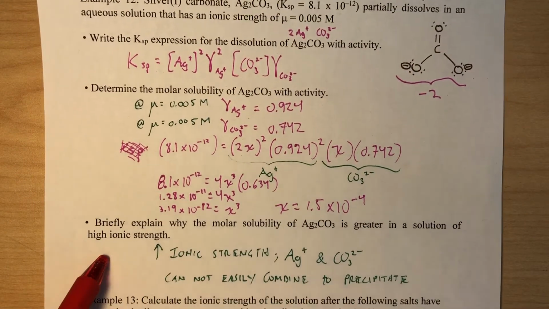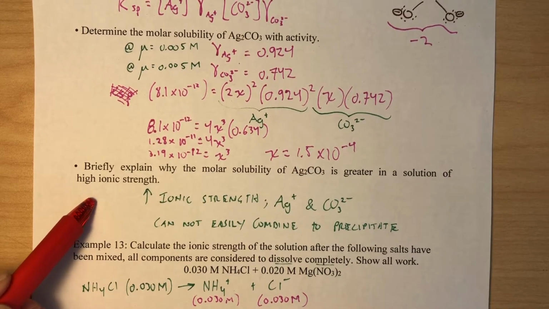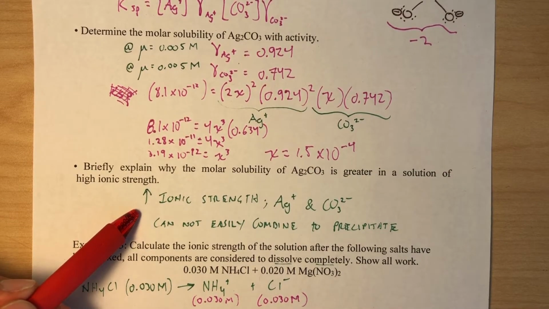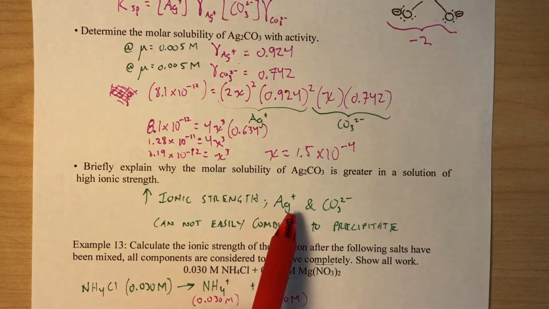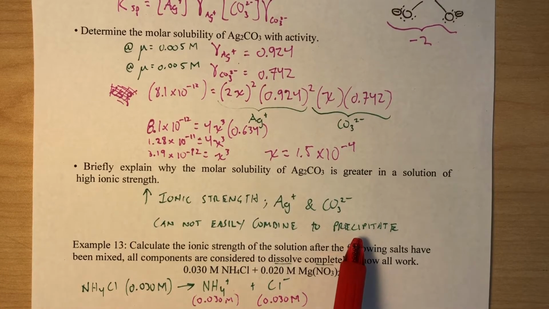Now, moving on, we're going to briefly explain why molar solubility of silver carbonate is greater in a solution of high ionic strength. In a high ionic strength environment, silver and carbonate cannot easily recombine to precipitate. So if something can't precipitate, it stays in solution. So lack of precipitation has a flip side of being an increase of solubility.